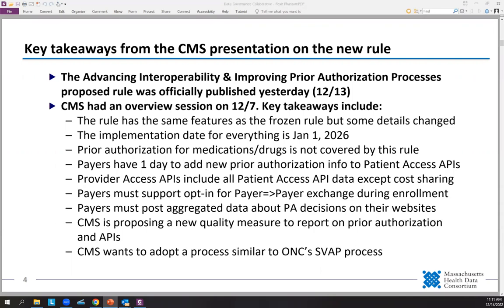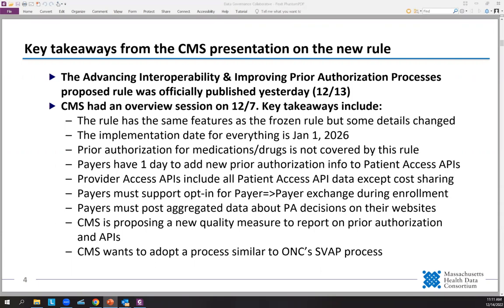So does anyone have any questions, any thoughts, any comments about any of this? Hi, Janice. This is Vijay Bhatt. Hi, Vijay. I have a question about the payer having 1 day to add new prior authorization info to patient access APIs. Now, are these approved prior auths, or because there's a bunch of different information. Sorry, I didn't mean to interrupt you. Go ahead, Dave, if you want to answer.